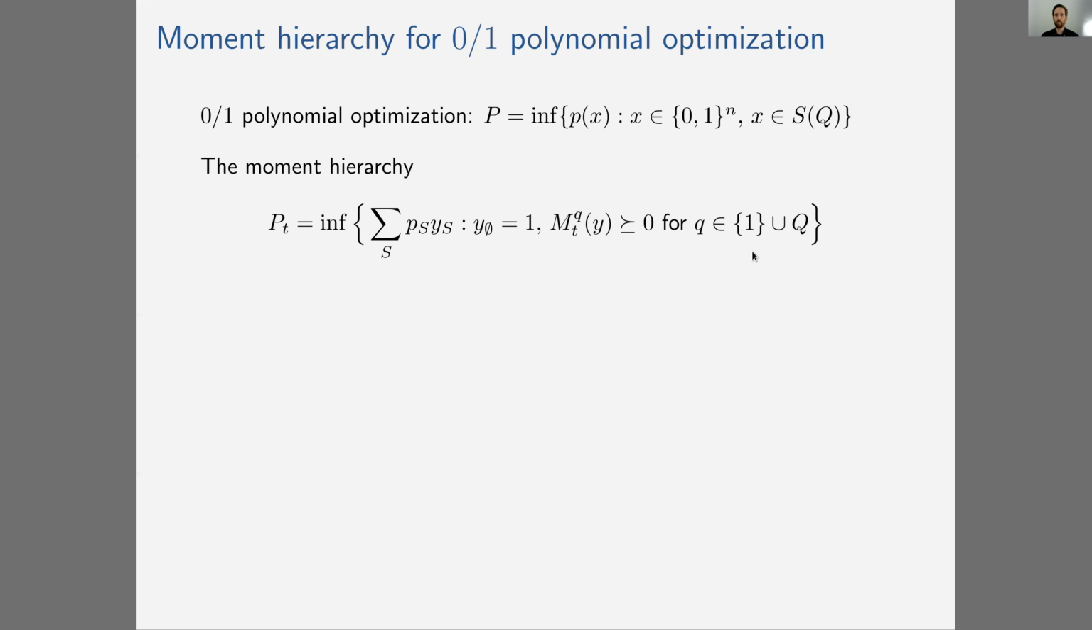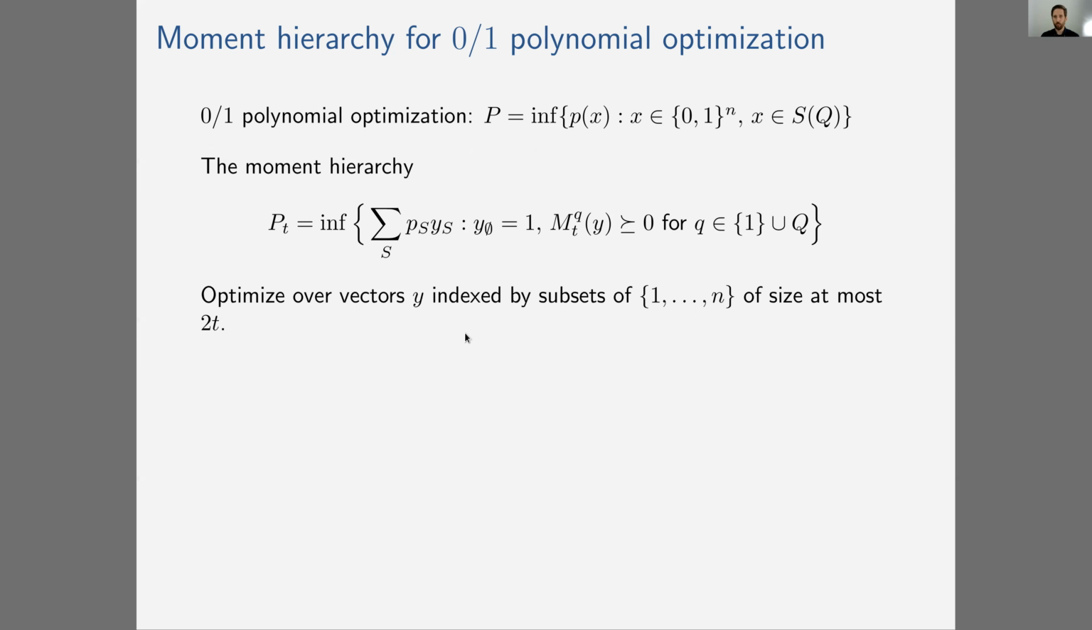So the objective, did I write that? Here we optimize over vectors y indexed by subsets of 1 through n. And this is, by the way, the exact same n as in our container of size at most 2t. We have this objective that corresponds to p of x, but now we use the moments here, the pseudo moments. We have the normalization constraints, and we have these constraints on the localizing matrices.